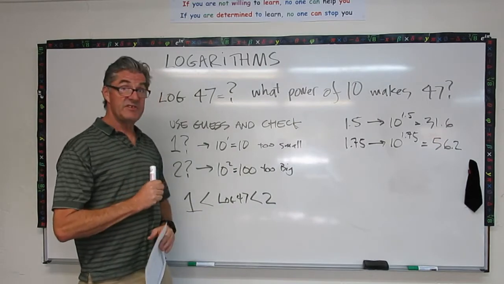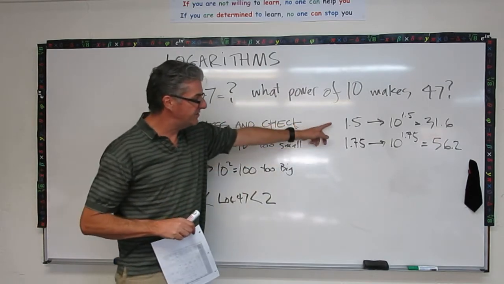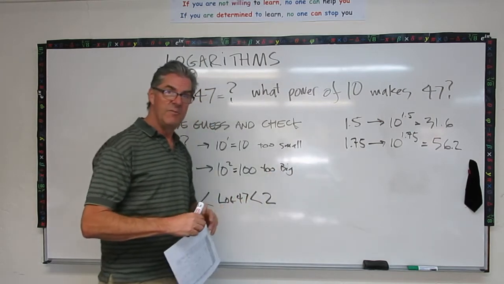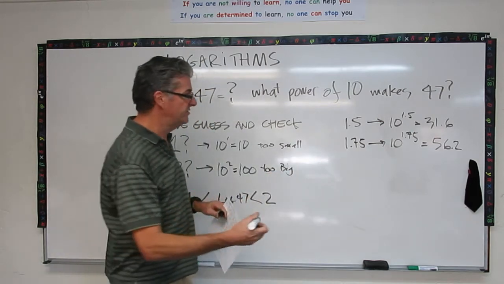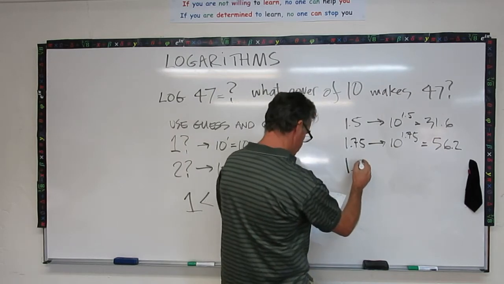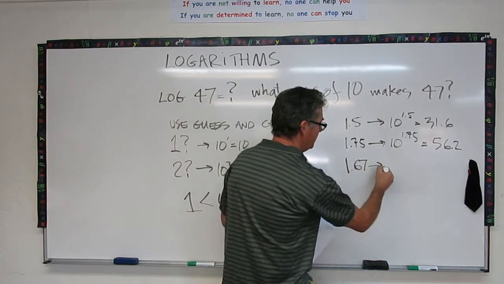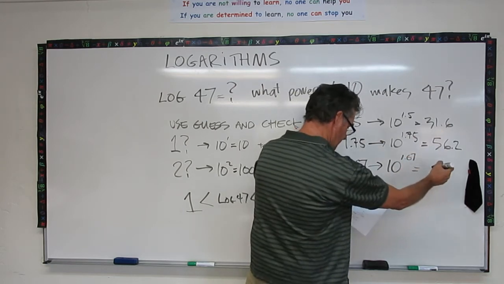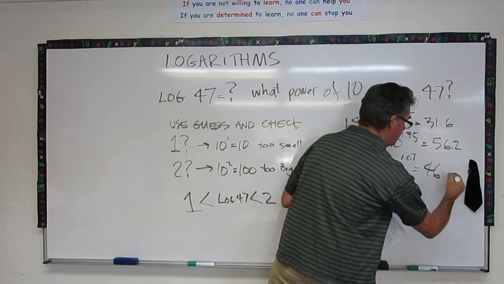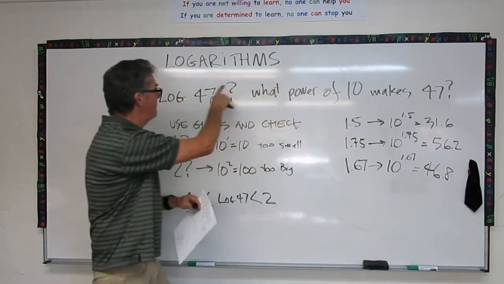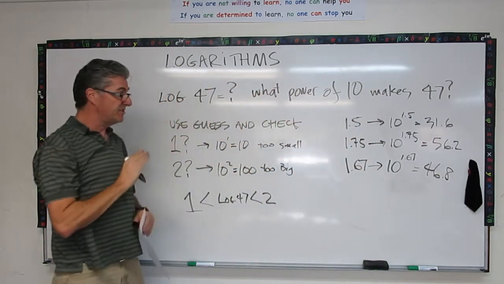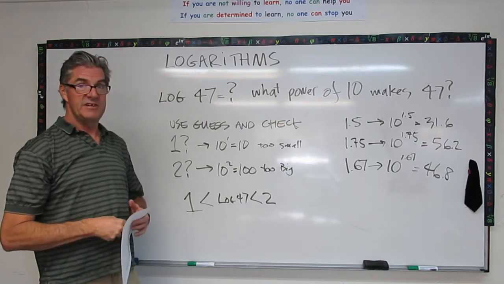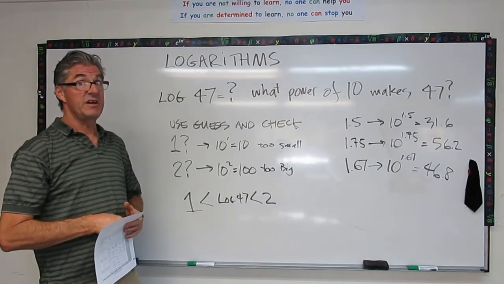Okay, I'm going to save us a little trouble. Typically with guess and check, it takes quite a while to get close. And I did that, and I'm going to show you the last number that I used. I tried 1.67, so I raised 10 to the 1.67 power, and what I get when I do that is 46.8. So that's very, very close to 47. So I'm going to stop us there, because now I'm going to show you how to use a calculator to answer these log questions nice and quick and easy.